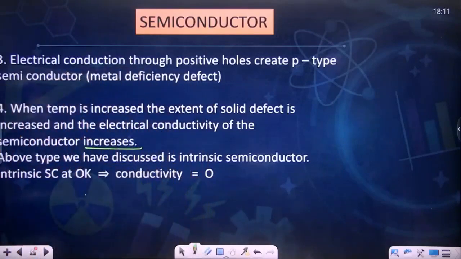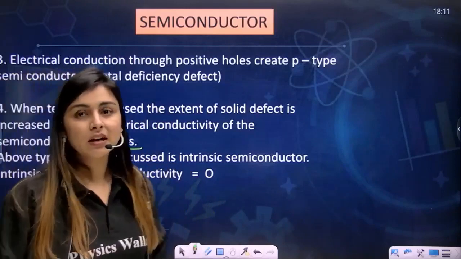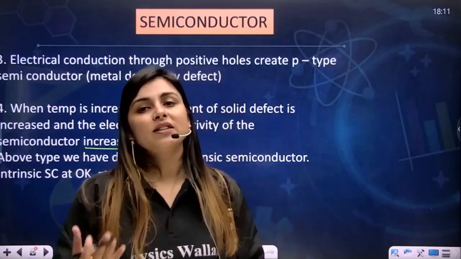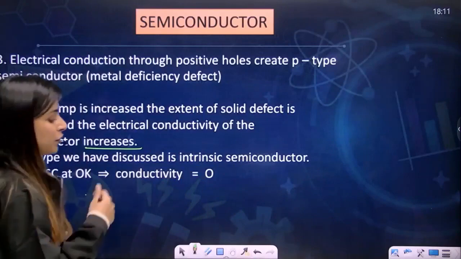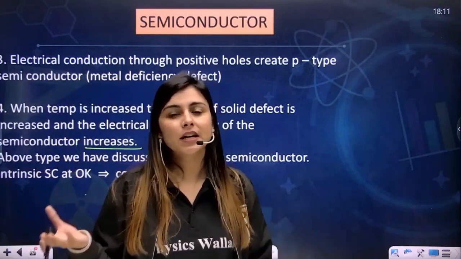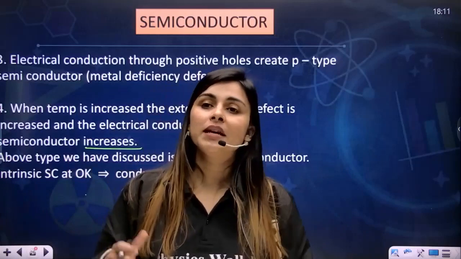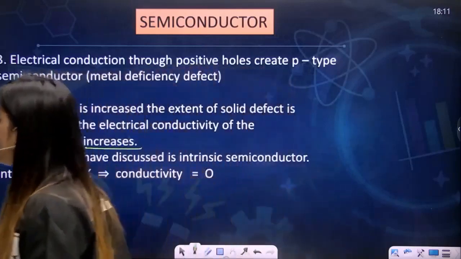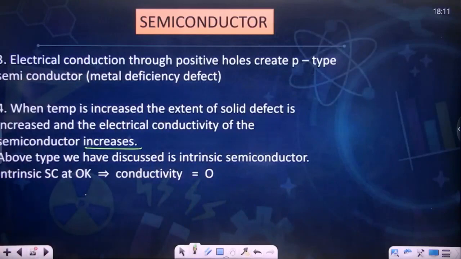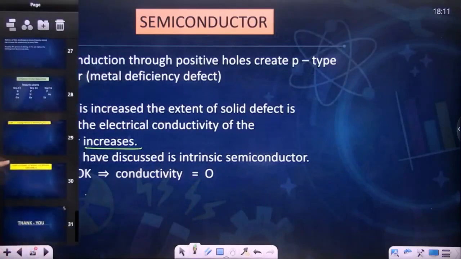The type we have discussed above is intrinsic semiconductors. These are the intrinsic semiconductors. When you dope them, they are your extrinsic semiconductors. Intrinsic semiconductors at 0 Kelvin have conductivity 0. If you are not providing any heat, their conductivity will be 0. If you provide them heat, then they'll conduct electricity. Okay. Perfect. Please write it down. I hope you've written it.